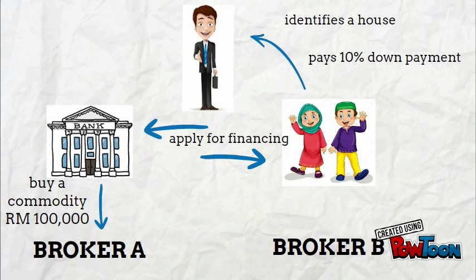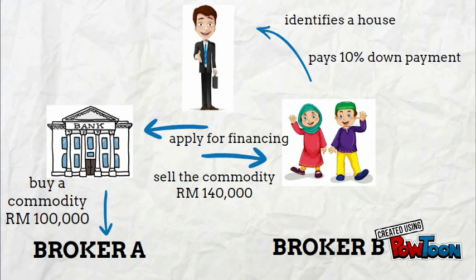Next, the bank sells the commodity to the customer for 140,000. The customer will pay the amount of 140,000 to the bank by installment throughout the financing period.